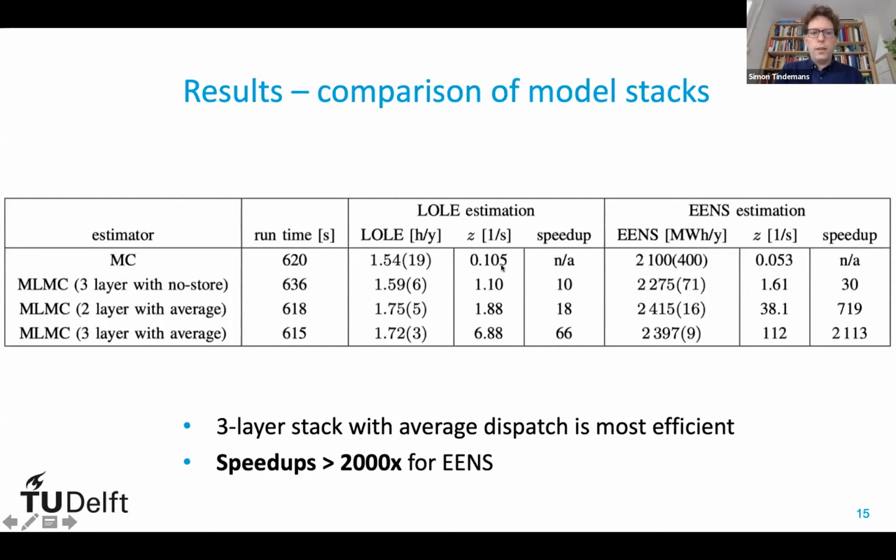So where we get a figure of 0.1 in some units for regular Monte Carlo, and as we cleverly pick the multi-level stack, we can speed up the rate at which we're getting accurate results to 6.8, which is 66 times faster. So for the same result, simply by recombining models. Now, if you look at this EENS, the difference is even larger. We get a speed up of actually 2,000 times here. Again, simply by making a 3-layer model stack. So that's an incredible improvement that we get.